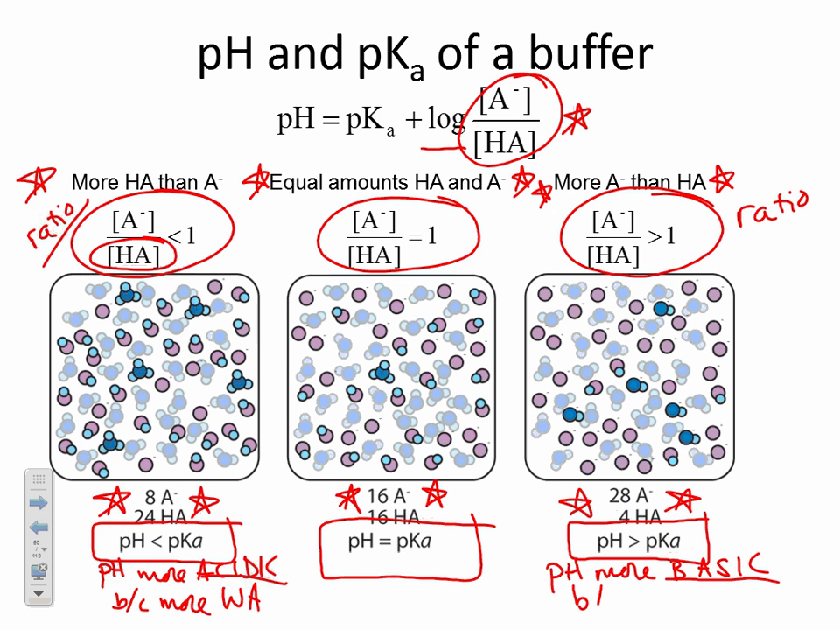And the reason is because we have more of the weak base, more A minus. So having more of the weak base component of the buffer pushes the pH up a little bit. So you can tell simply by examining how pH and pKa compare to one another whether you have equal quantities of both the weak acid and the conjugate base, or more weak acid than conjugate base, or more conjugate base than weak acid. And it's all down to this particular ratio.